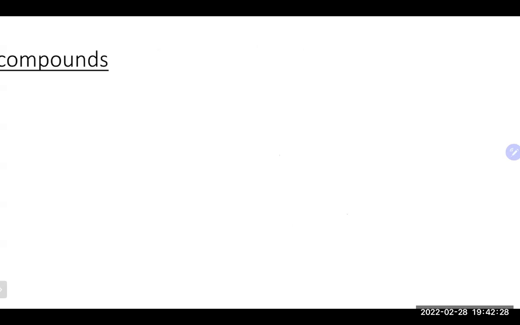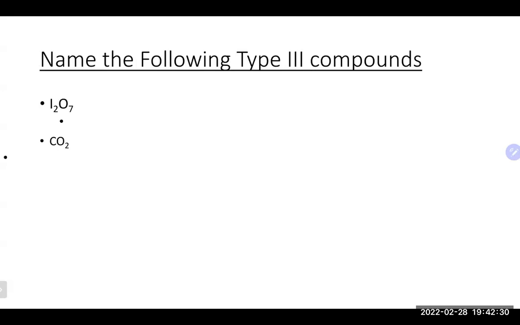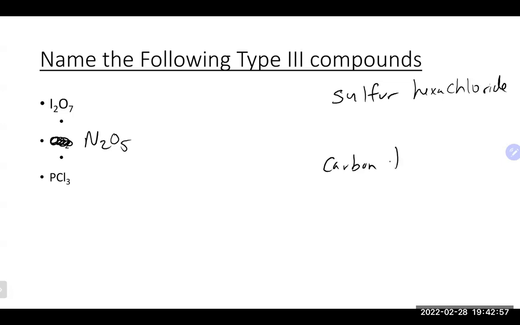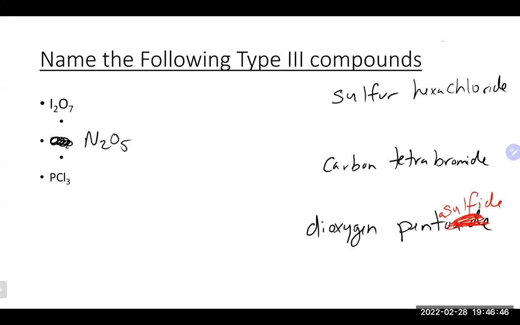All right, so why don't we try some here. For each of these, come up with the proper name, and I'll change this one since I kind of ruined that one already. So we'll do N2O5. And then if we have some names, let's do sulfur hexachloride. Let's do carbon tetrabromide. All right, let's take a look.